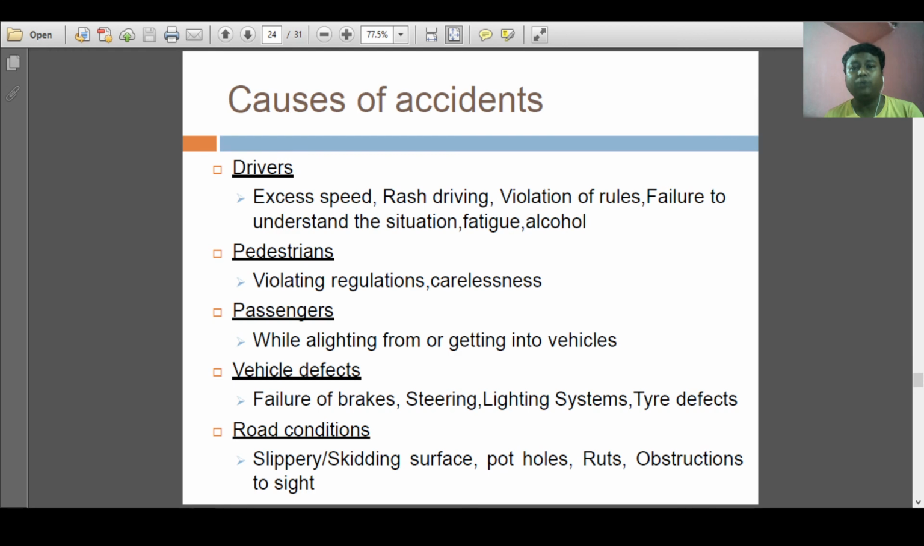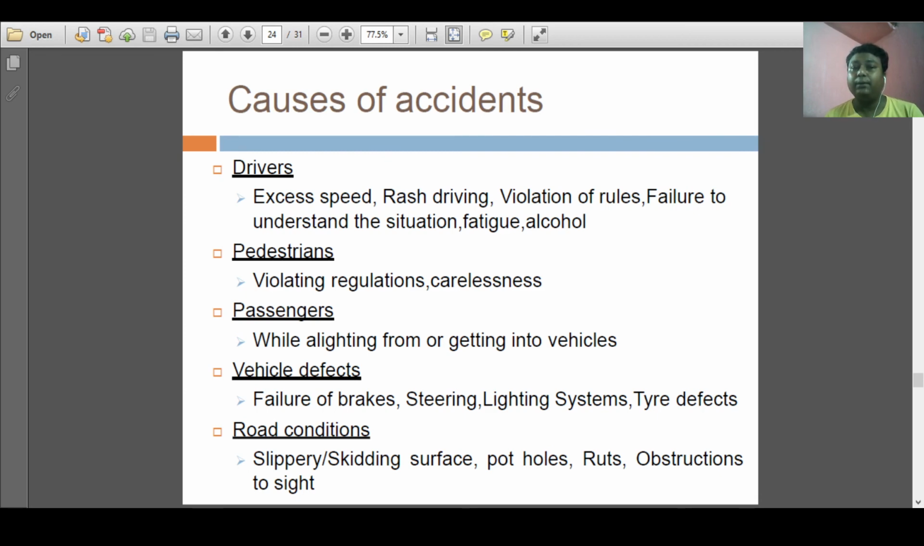Next, what are the causes of the accident? There are different parameters responsible for accidents. First one is the driver. Yes, the driver is one of the important causes of accidents. Excess speed, rash driving, violation of rules, drink and drive. There are some causes which are responsible for accidents caused by any driver.